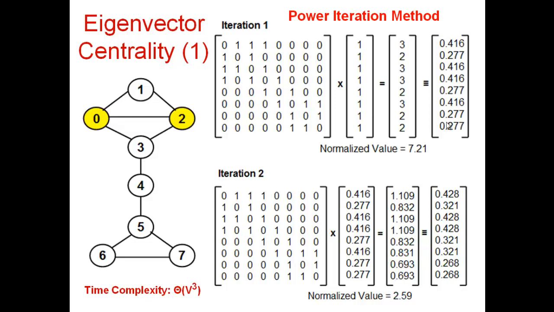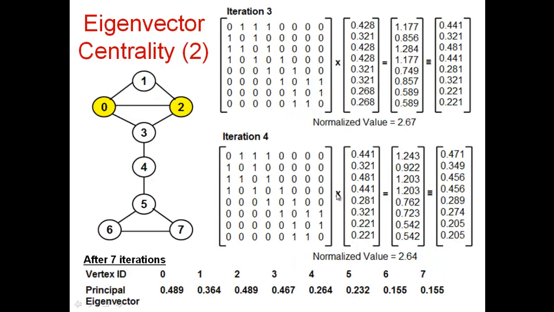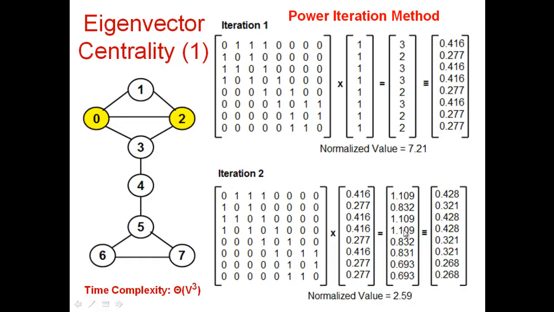Now in the second iteration we use that normalized column vector as the argument and multiply it with the adjacency matrix. Again, same multiplication approach. This row multiplied with this column gives 1.109. This row multiplied by this column gives 0.832. The third row multiplied by this entire column gives 1.109.